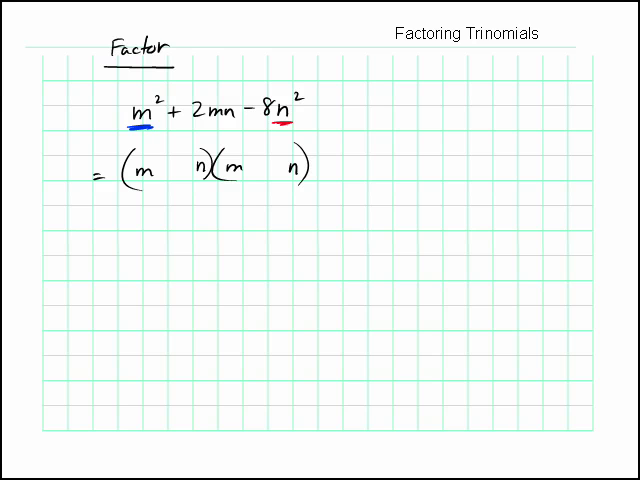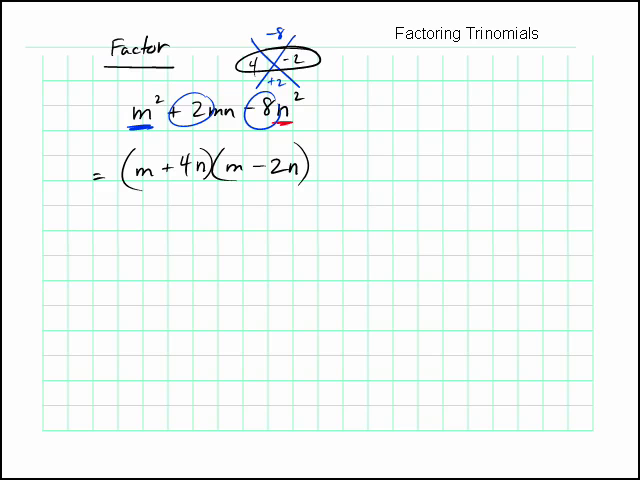Now I'm going to do exactly the same thing I've been doing with the numbers. I'm looking for two numbers that multiply to negative 8 but will add up to a positive 2. Two numbers that multiply to negative 8 but add up to positive 2 would be a positive 4 and a negative 2. So I'm going to put plus 4 here and minus 2 right there, and I have it factored. And remember, if you're unsure, you could always FOIL that out to see if it does give you the original polynomial back. And in this case, it would.